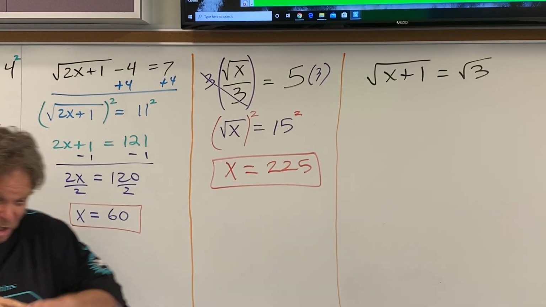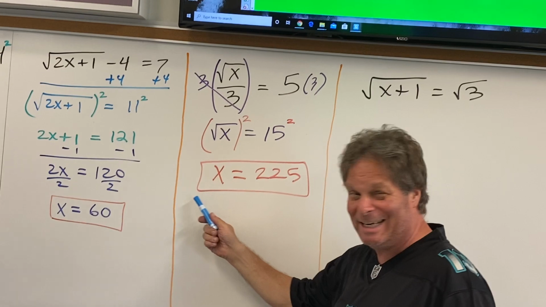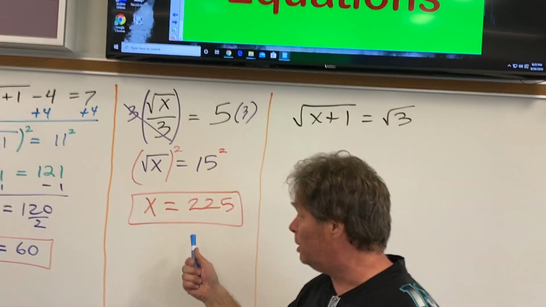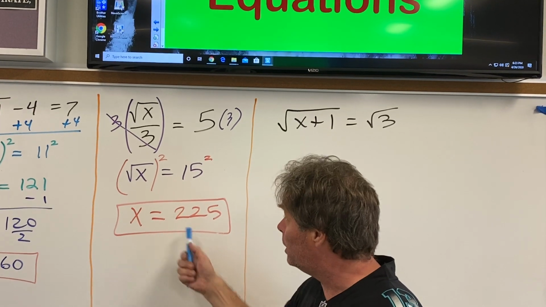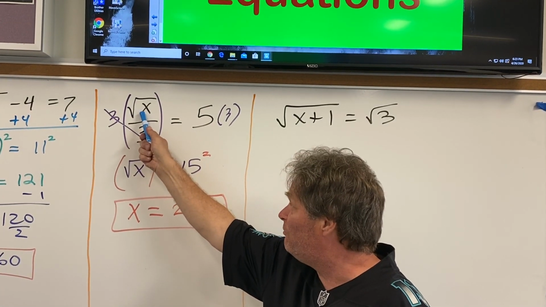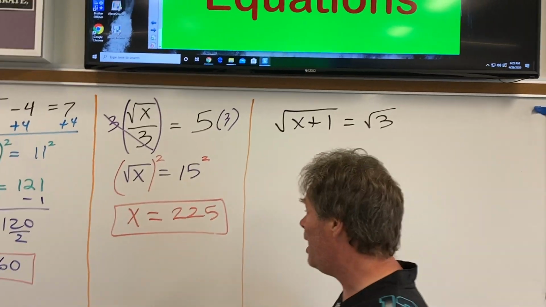Oh, whoa, shame on me, shame on me. I didn't check to see if it works. This is only a solutionalis potentialis right now. So let's see if it works. Square root of 225 is 15, divided by 3 is 5. Cha-ching, I was right again.